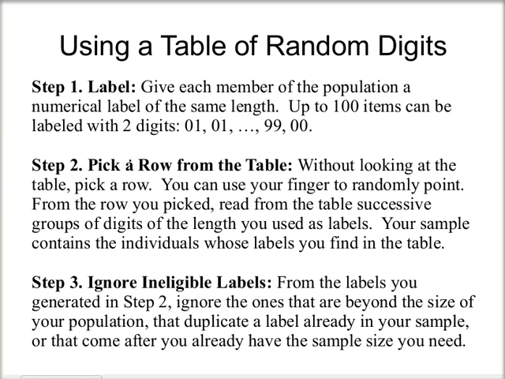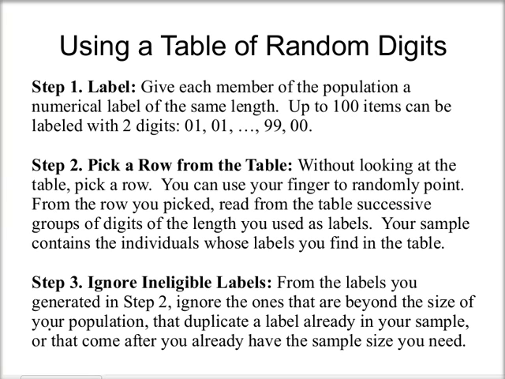So if my population is only, say, of size 20, and I've labeled my population 01, 02, and up to 20, and I see anything bigger than 20 in my list of labels that I got in step 2, then I'm just going to cross those out. I cross those out, and also if I see any duplicate labels, so if I see 05 appears twice in my list, then I'll cross out the second time it appears. And I only go until I reach the sample size I need.